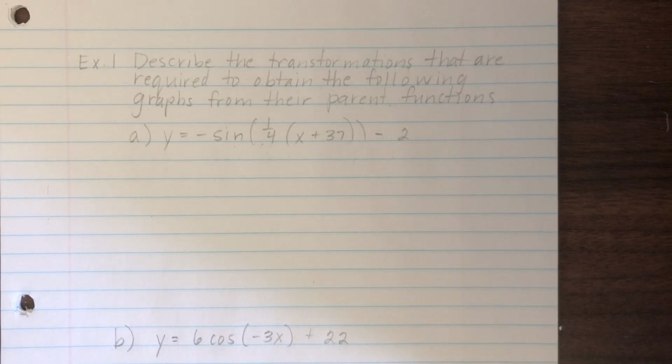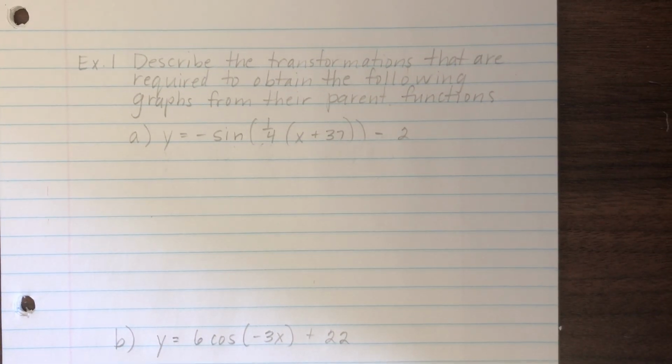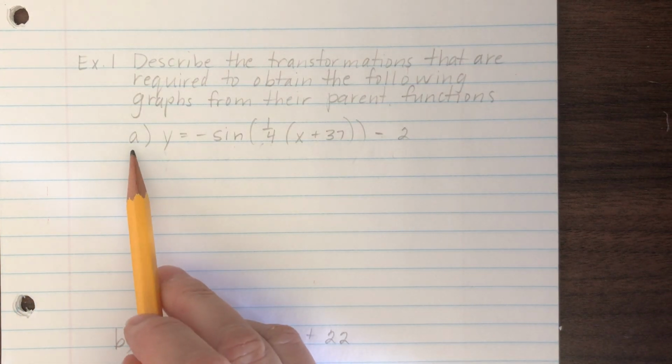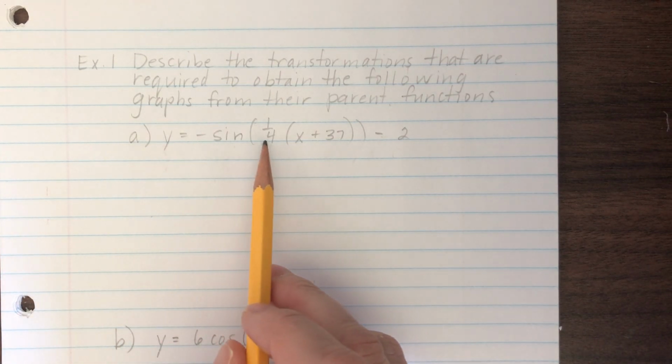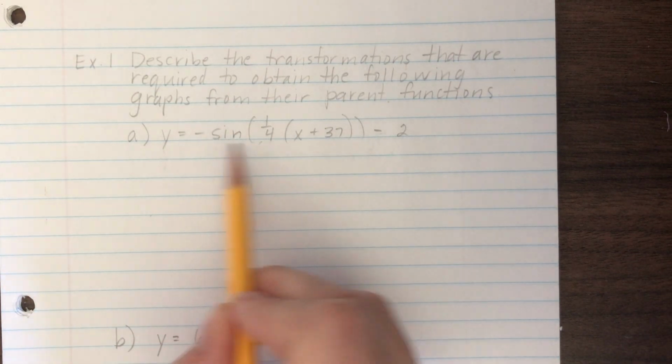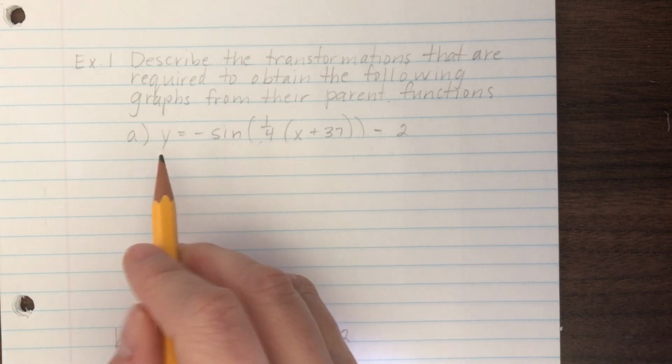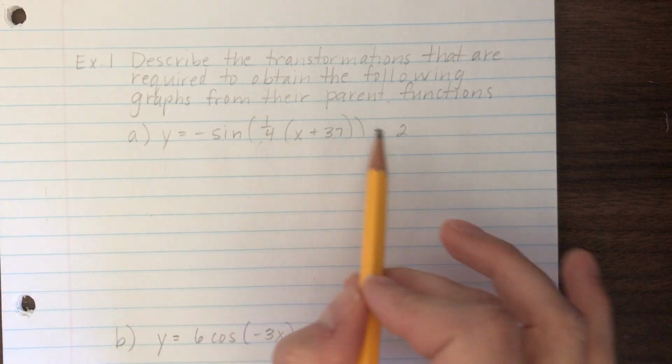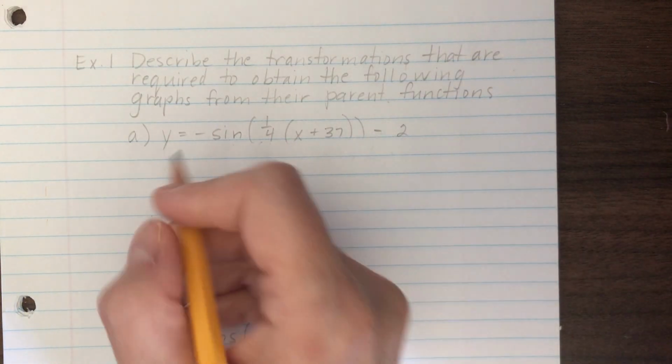Example 1, describe the transformations that are required to obtain the following graphs from their parent functions. In the first part, we have y is equal to negative sine of 1/4 x plus 37, minus 2. This is a sine function, and all the numbers here represent some sort of transformation.